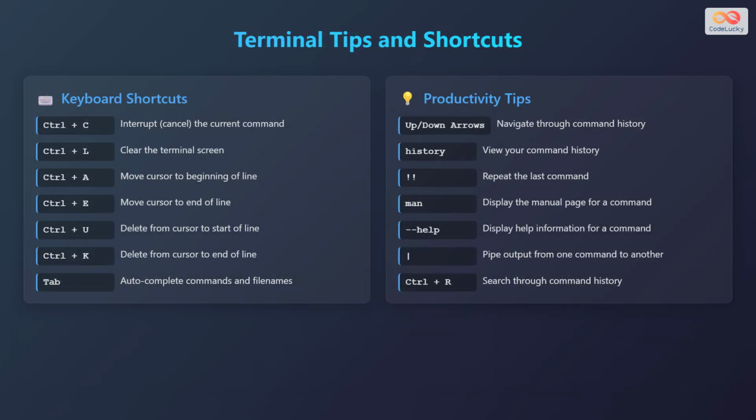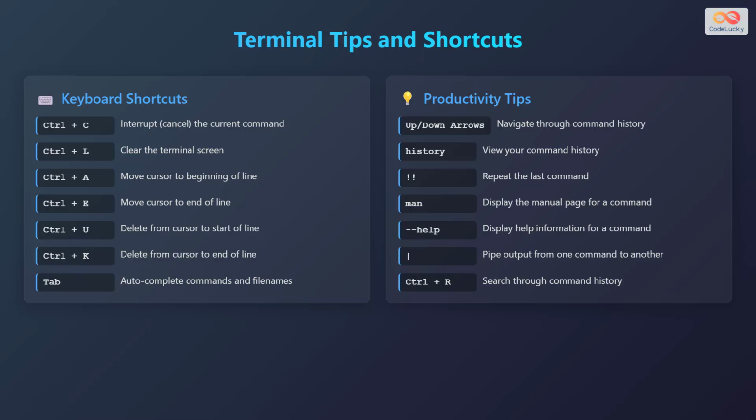Let's go over some terminal tips and shortcuts to boost your productivity. Some useful keyboard shortcuts include Ctrl+C to interrupt the current command, Ctrl+L to clear the terminal screen, Ctrl+A to move the cursor to the beginning of the line, Ctrl+E to move the cursor to the end of the line, Ctrl+U to delete from the cursor to the start of the line, Ctrl+K to delete from the cursor to the end of the line, and the Tab key for auto-completing commands and file names.